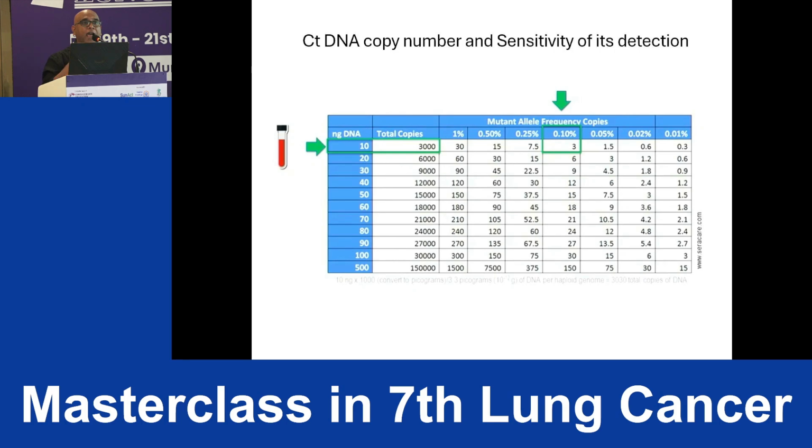Now, if you have 3,000 copies of the haploid genome from 10 ml of blood, and you want to look for at least 3 reads of your variant allele, your mutant allele, then the limit of determination and estimation should be somewhere around a fraction of 0.1%.